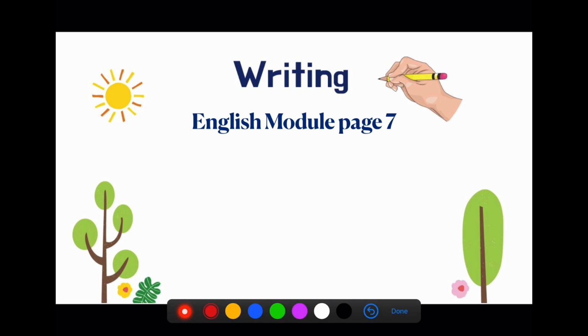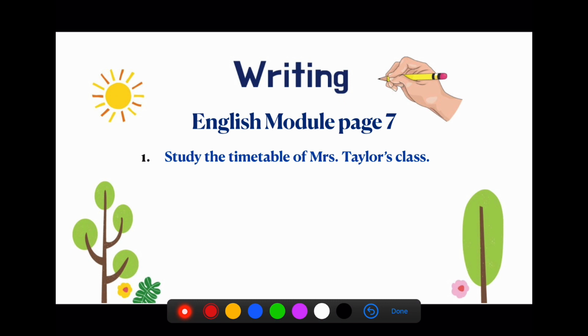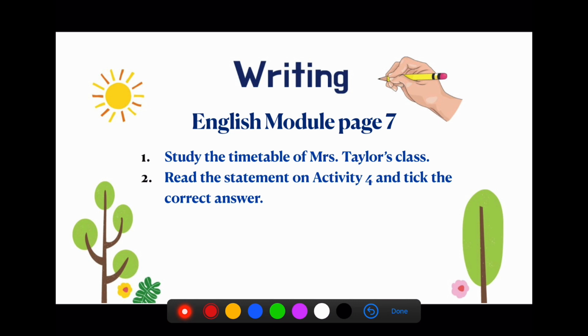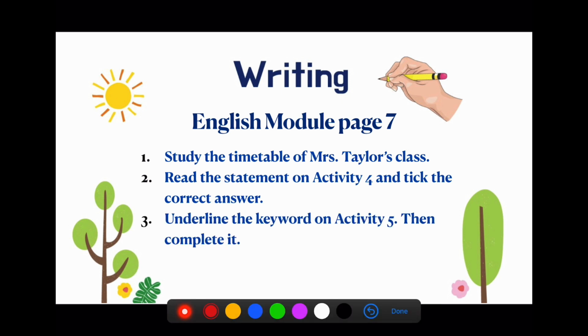For the writing activity, we are going to do it on your English module, page 7. What you need to do is first study the timetable of Mrs. Taylor's class. You study the timetable first. And then you read the statement on activity 4 and then tick the correct answer. For activity 5, you need to underline the keywords and then you complete it.